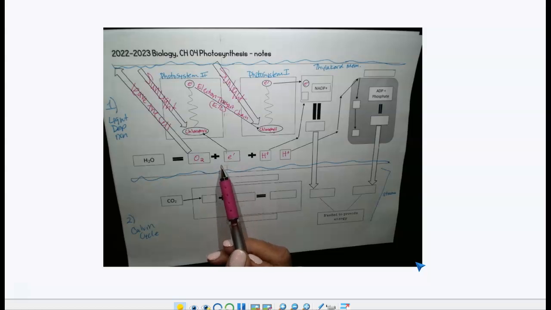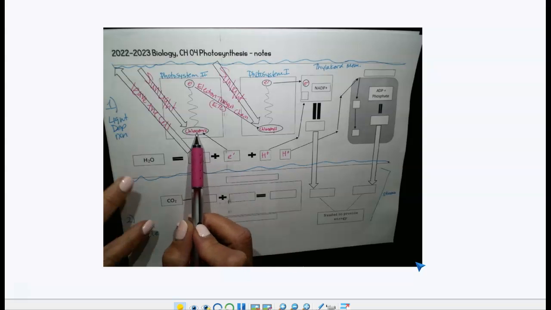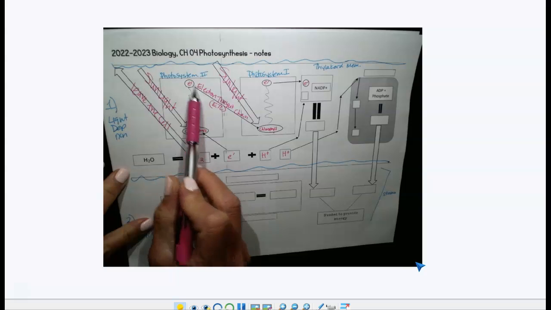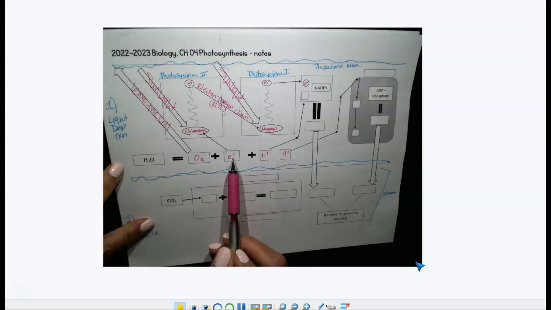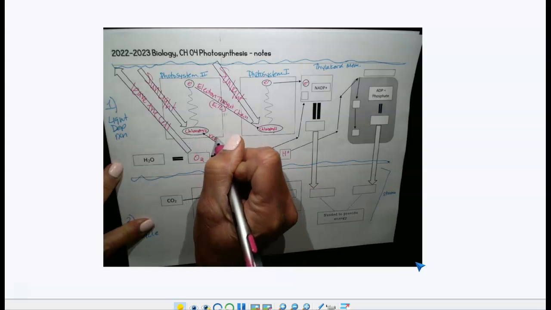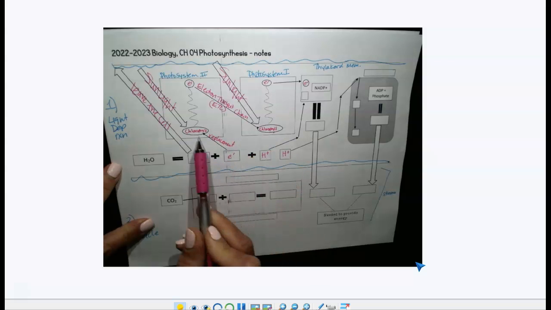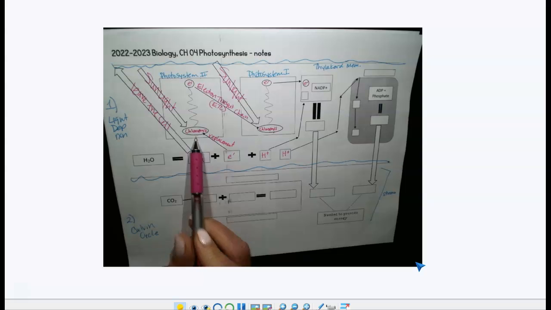This electron right here is like a substitute. He's the replacement player for the electron we lost here. Didn't we lose an electron? It went from this chlorophyll to this chlorophyll. So this guy is a substitute. He's going to come off the bench and join this chlorophyll. So I'm going to put replacement. This electron replaces the electron lost here, so the process can keep happening.